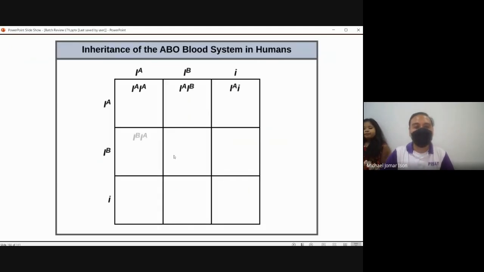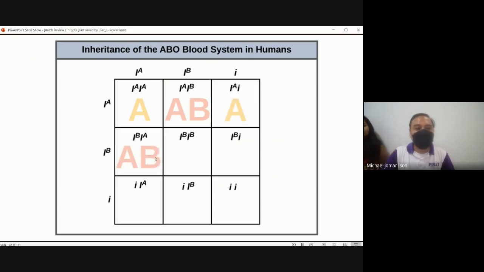Okay, so you're familiar with this? So, A and A, you have a type A; A and B, you have an AB; A and O, you have an A; B and B, you have a B; B and O, you have a B; O and A is an A; and O and O is a type O.